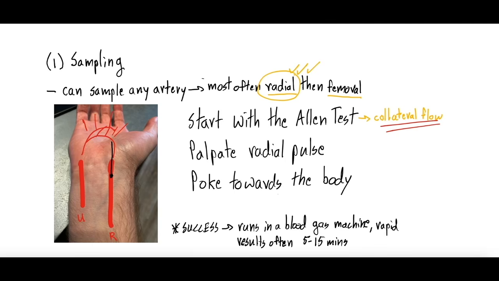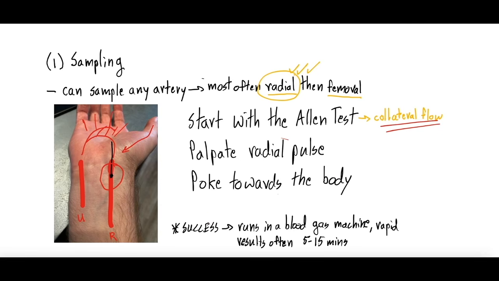You'll then palpate the radial pulse in the wrist, right around this region, remember, by the thumb there. All right. Once you have a good radial pulse, and we're not going to go through the details of exactly how to do the poke, we can. Let us know in the comments if you want us to make that video. You poke that artery with a blood gas syringe, which is a certain type of syringe, and you're always poking in this direction towards the body.